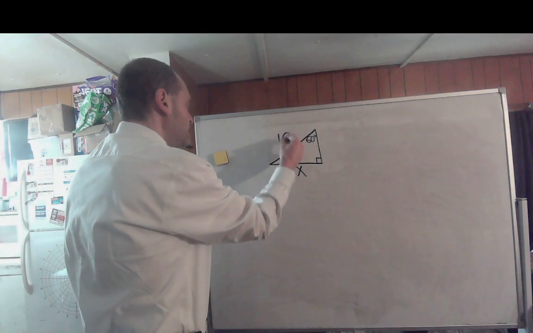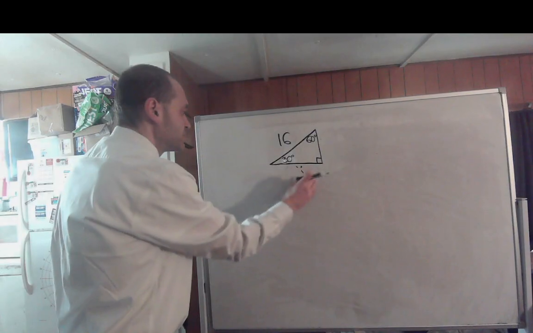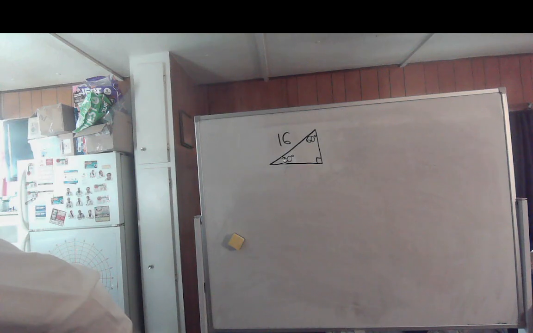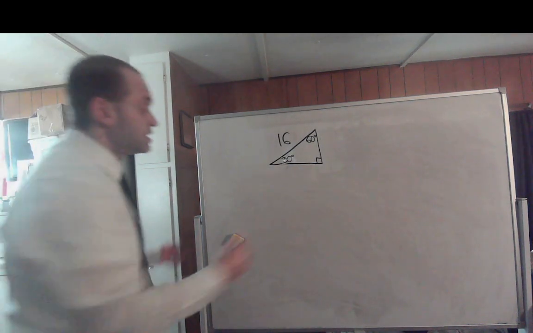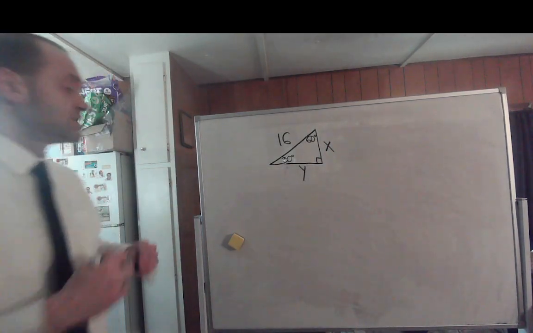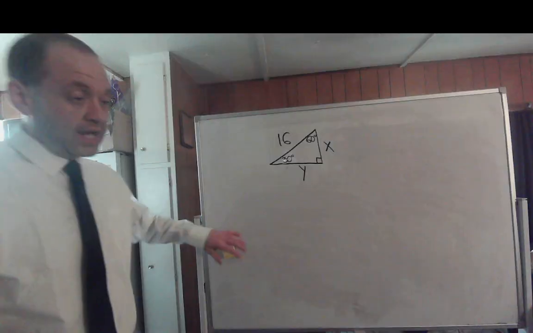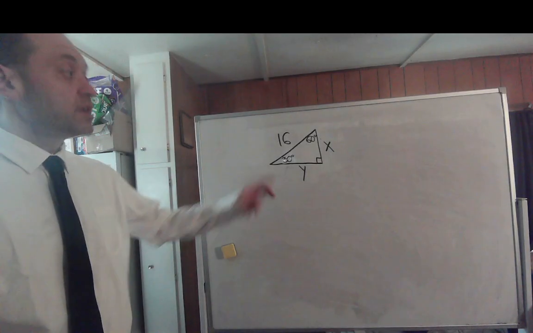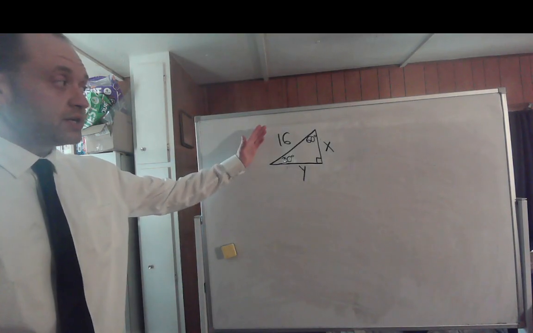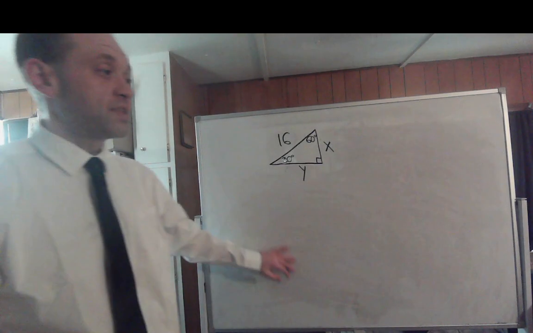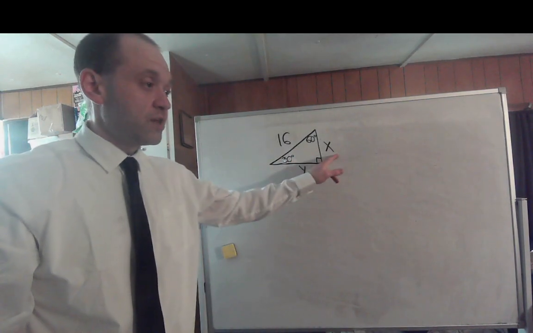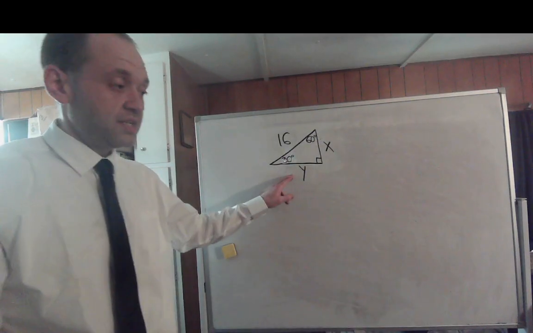So this has a length of 16. Whoops. 60 is your y, so the side opposite is x. Okay, so we have another right triangle, another 30, 60, 90 right triangle, in which again we know the hypotenuse, but we don't know the length of the leg opposite the 30-degree angle or the leg opposite the 60-degree angle.